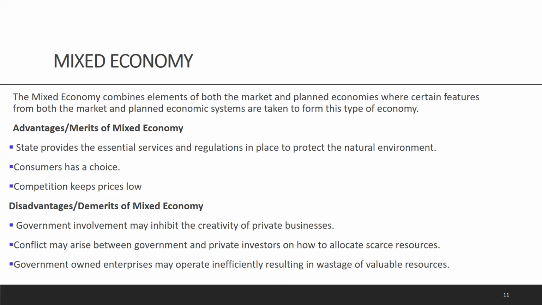Disadvantages, though: because the government is involved, they won't have as much creativity as they normally would if it was a completely free market. And then there could be conflict between the government and private investors over how they want to allocate resources because they have different motives. Government wants to benefit society, private investors want to make money. Right?